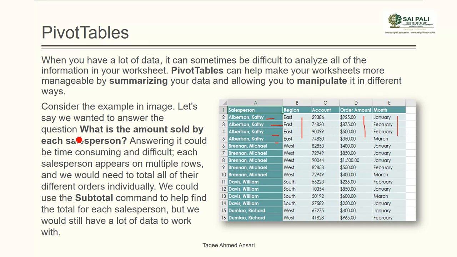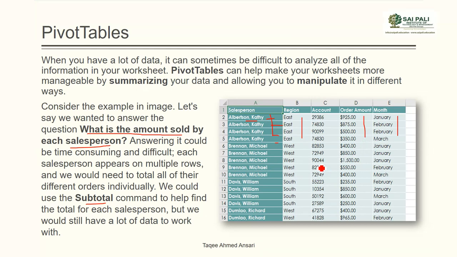Now consider a question like, what is the amount sold by each salesperson? I can see that the salesperson's name is coming multiple times, in multiple rows. I can even use the subtotal here. If I use the subtotal, I can sort the data according to the salesperson, and then I can see how much they have ordered. I can see the total here in this column.